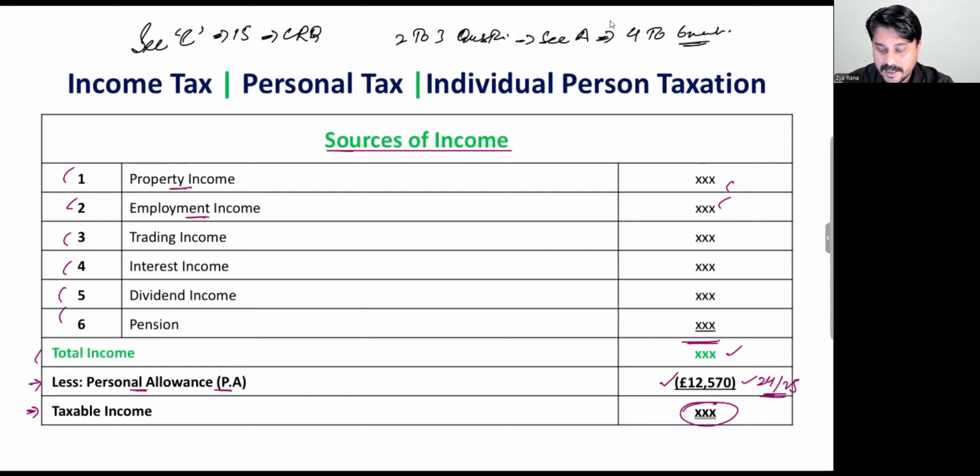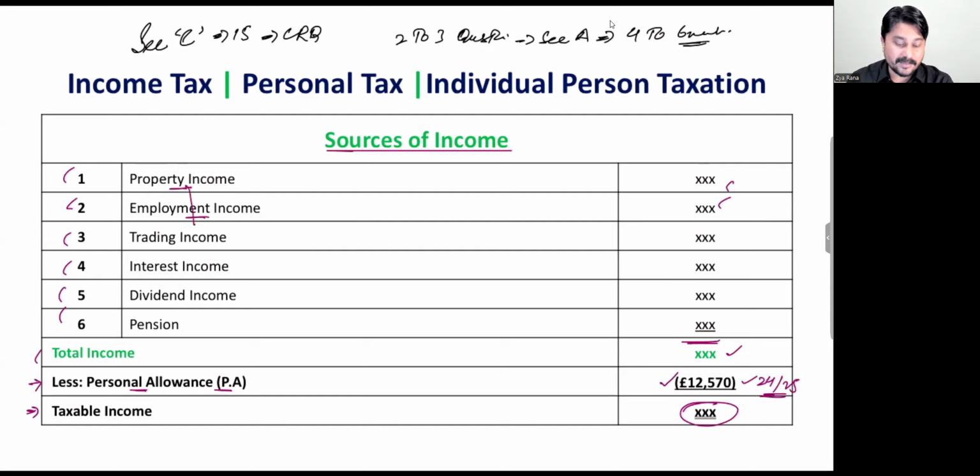We can also say that for the fiscal year 24-25, the standard personal allowance amount is 12570. This amount is also given in the tax return allowances. And if you forget during your exam time, you can check it from the tax return allowances. 12570 is the standard amount of the personal allowance for the fiscal year 24-25.